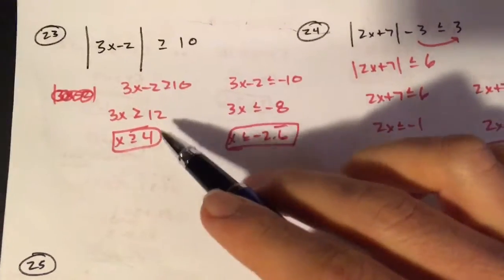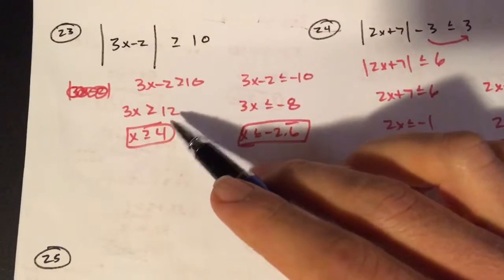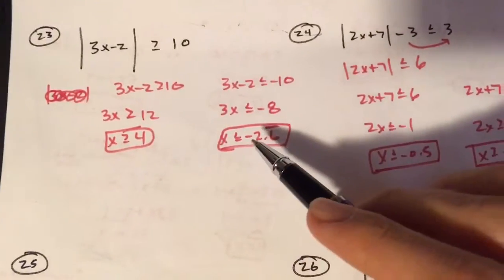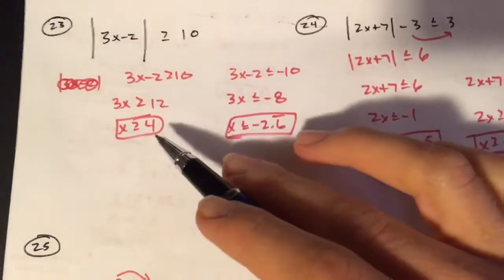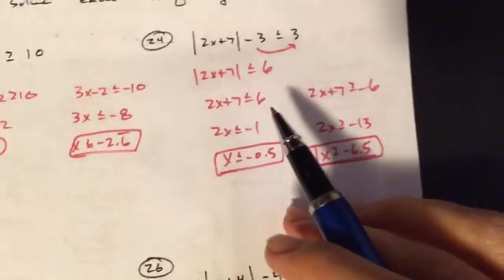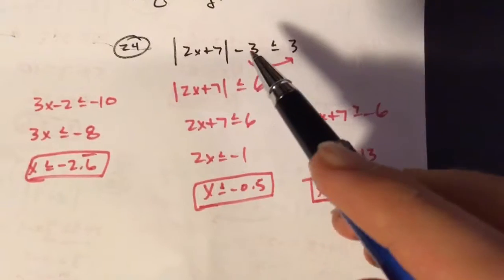Add 2 to both sides and divide by 3. X is greater than or equal to 4. X is less than or equal to negative 2.6 repeating. This would be an or statement. You can't be bigger than 4 and less than a negative. Don't worry about saying and or though.